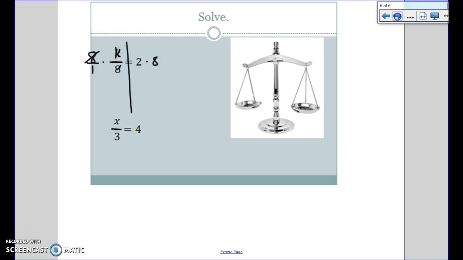So in this case, I know 8 goes into both 8 and 8. And so all I'm left with is 1k over 1 is equal to 16. Well, I know that 1 times k is still k, and k divided by 1 is still k. So in this case, k equals 16.